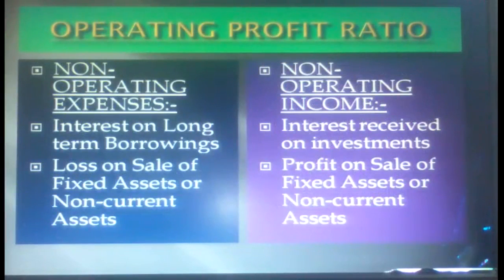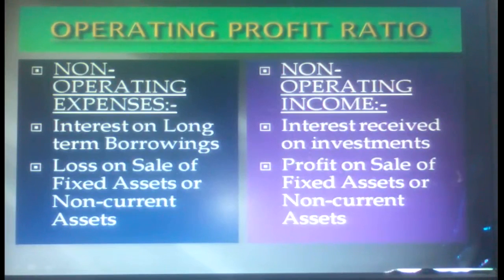Definitely you should know this meaning, correct? Interest on long-term borrowings is one of the non-operating expenses that we debit in our profit and loss account. The loss on sale of fixed assets or non-current assets is also a non-operating expense.